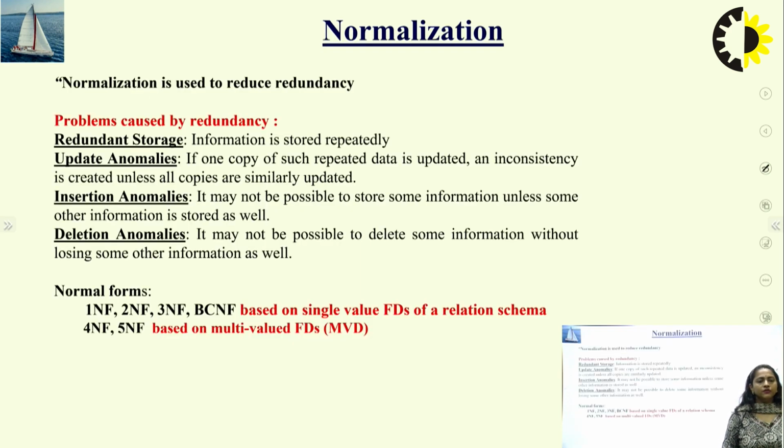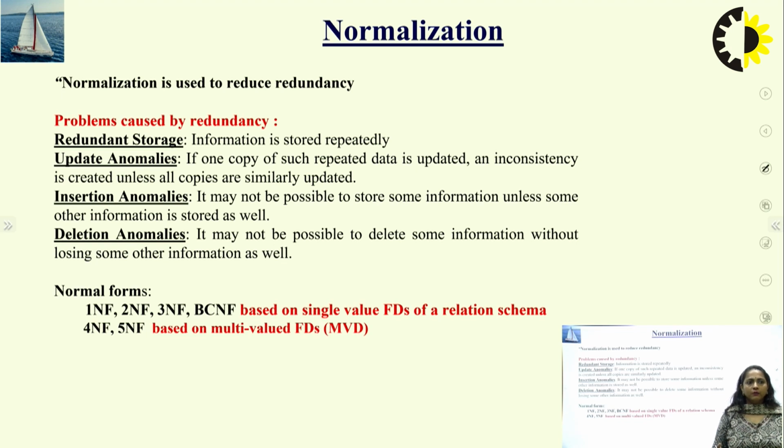Now coming to today's topic, that is normalization. Normalization is used to reduce the redundancy. We have redundancy or duplicate data in our tables, in our database, and we need to identify it and reduce it. That is the normalization. So what are the problems with this redundancy? First, redundant storage. If we store the data in multiple files, multiple folders, then in multiple tables, then of course the information will be stored repeatedly.